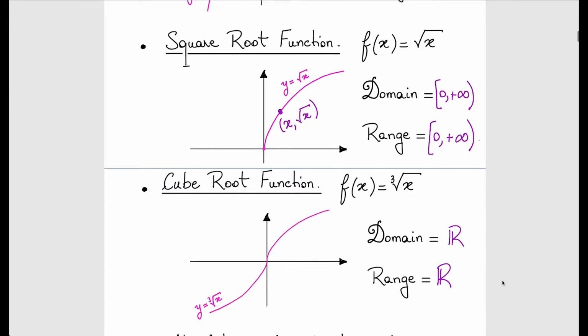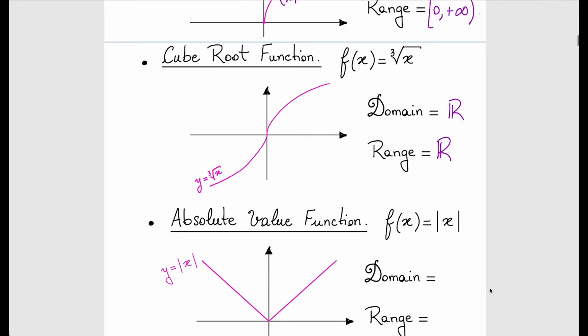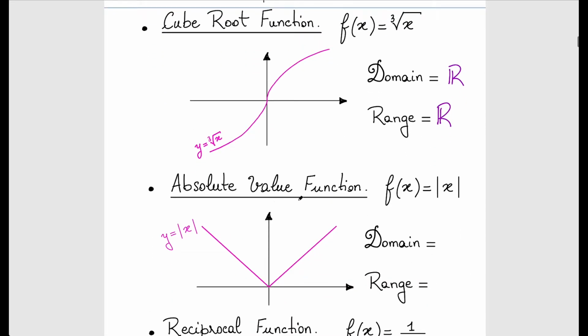The absolute value function. We talked about this function before in depth, and we discovered that it had this graph. Any point here looks like x comma absolute value of x. It's symmetric with respect to the y-axis. The domain is all real numbers, correct? All real numbers. And the range: it only produces outputs that are non-negative, 0 or more.